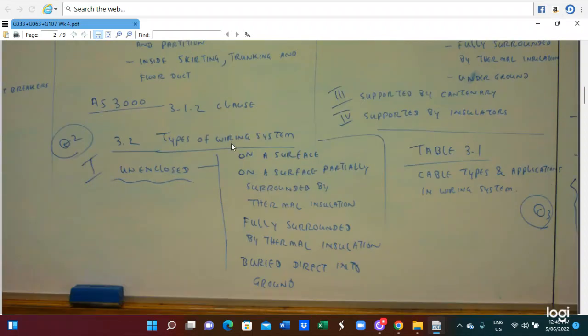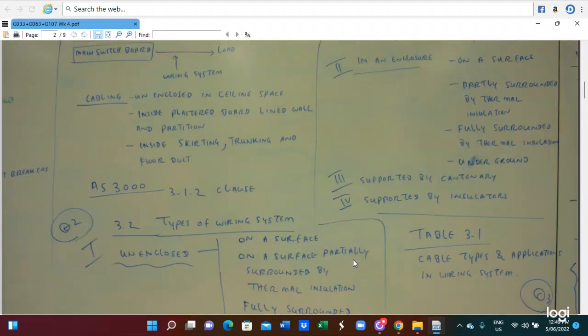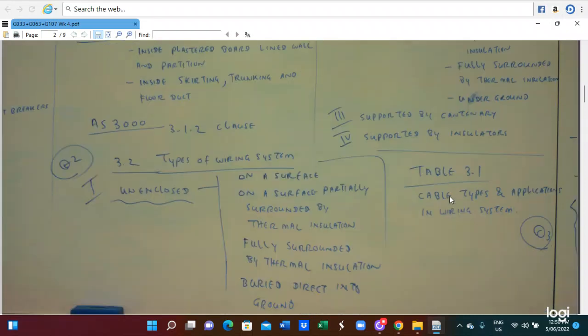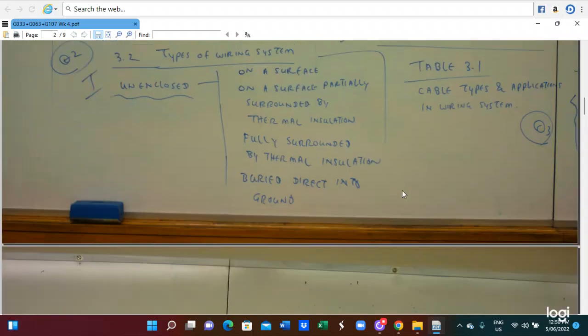The type of the wiring system can be enclosed, on the surface, partially surrounded by thermal insulation, fully surrounded by thermal insulation, and buried direct in the ground. So the enclosure, on the surface, partly surrounded by thermal insulation, fully surrounded by thermal insulation, and supported by the cantilever wire, supported by the insulator. So this is the cable type, application, and the wiring system. You can read this one.